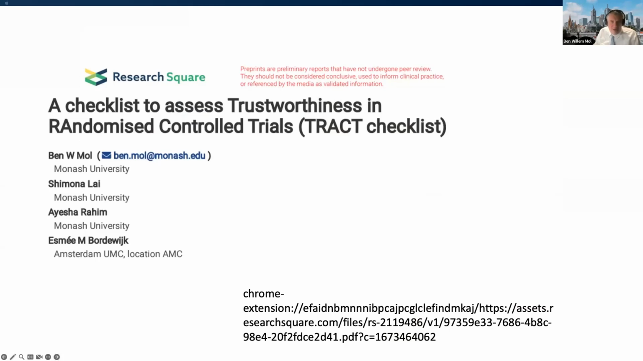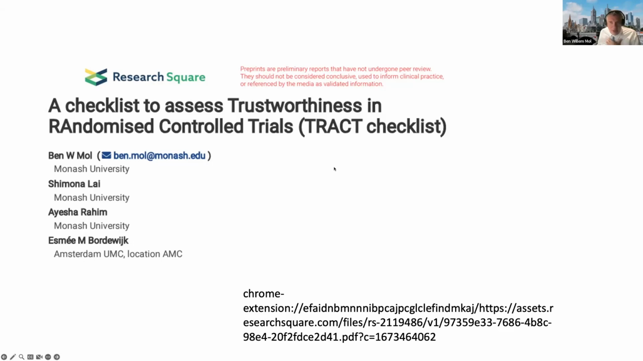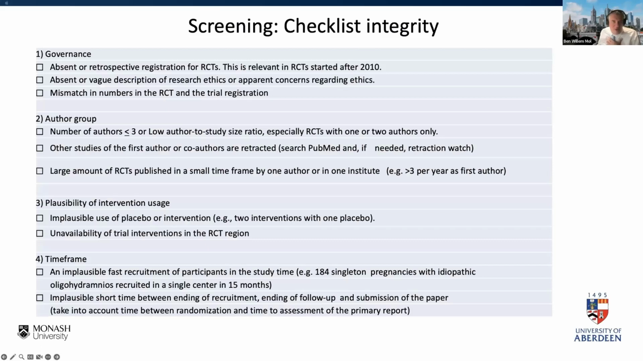different articles. And from that experience, we have developed a checklist that we call the TRACT checklist. Lyle Gurrin is in the audience, and also contributed to that work. Basically, if you see a paper, and specifically a randomized clinical trial, look at the following things: governance. Is the study registered? How does the registration compare to the published paper? Author group: a small number of authors is suspicious. Authors with previous problematic papers. Plausibility of the intervention used.